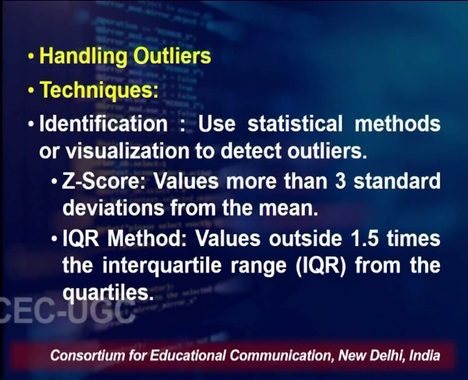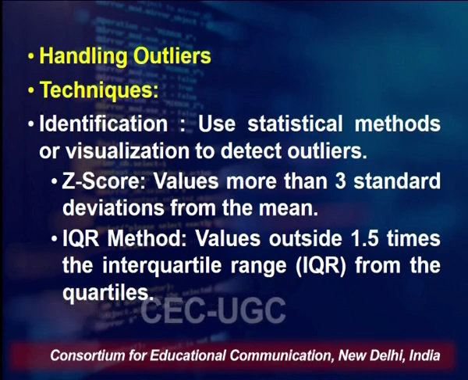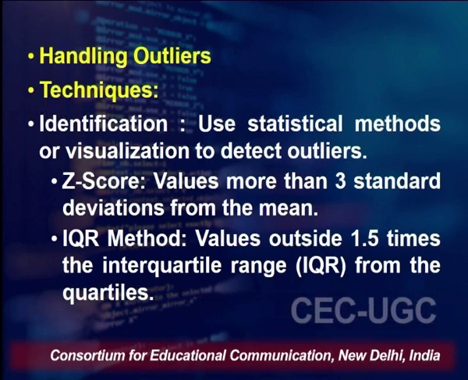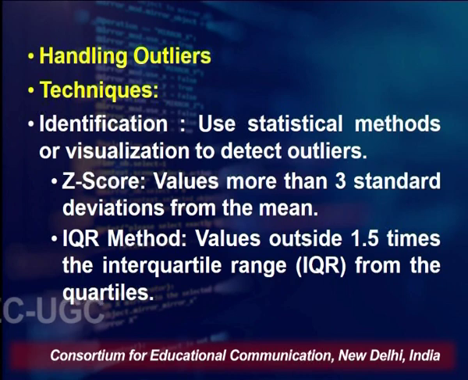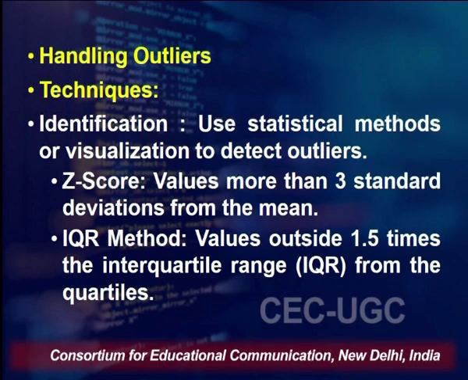So, you calculate the standard deviations, and if the value is 3 deviations away from the mean, we say that the Z score of the particular data item is high. Therefore, it is an outlier. The other method of identifying outliers is the interquartile range method. If you have values outside 1.5 times the interquartile range from the quartile, then that value is also said to be an outlier, and it also needs to be treated.